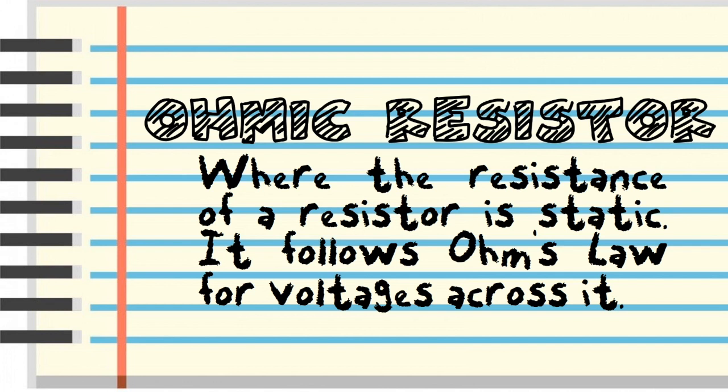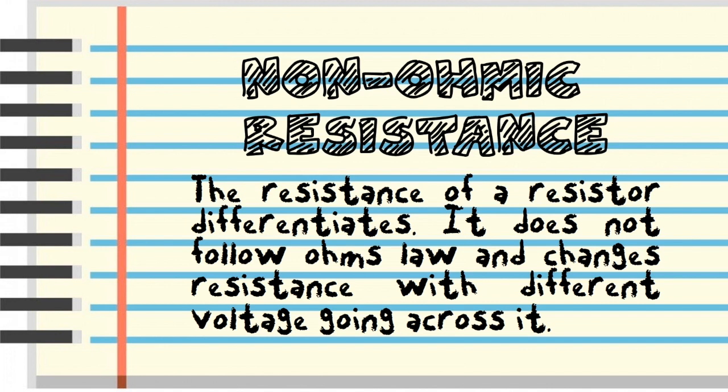First, the ohmic resistor, where the resistance of a resistor is static and it follows Ohm's law for voltages across it. On the other hand, a non-ohmic resistor has a resistance that differentiates. This means it doesn't follow Ohm's law and changes resistance with different voltage going across it.